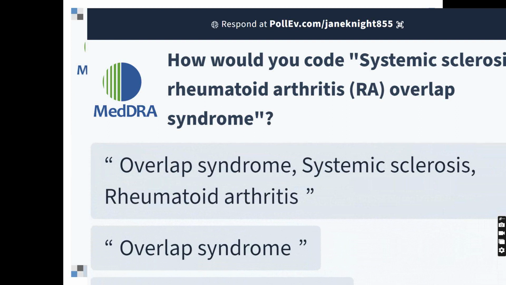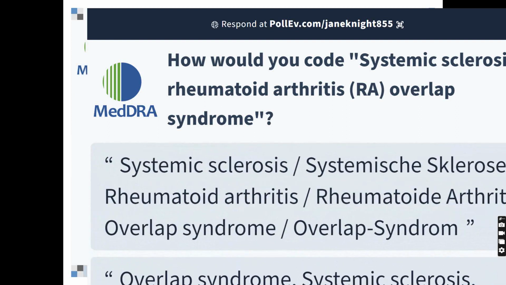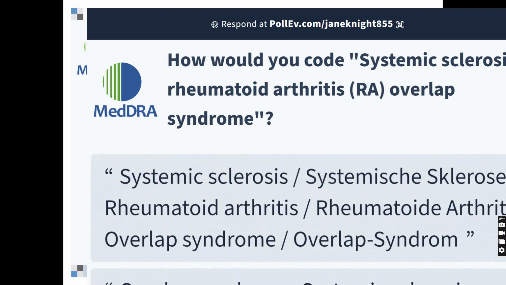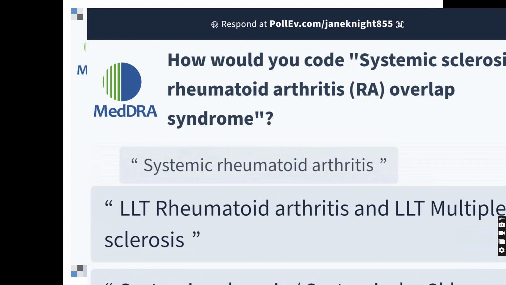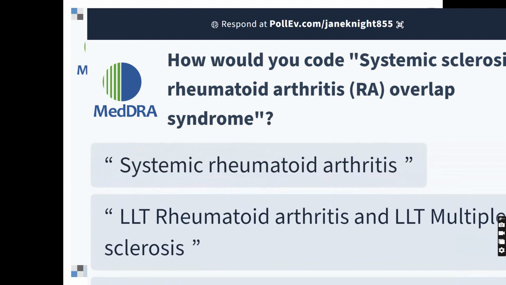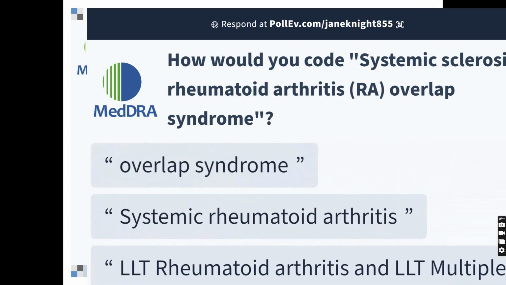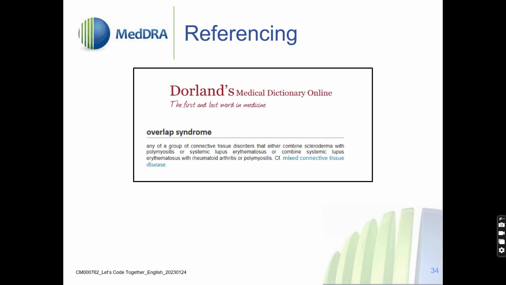So one of you would code all three here: the systemic sclerosis, rheumatoid arthritis, and the overlap syndrome, or just the two conditions. So let's go on and see what Dorland says. I'll go to medical reference.